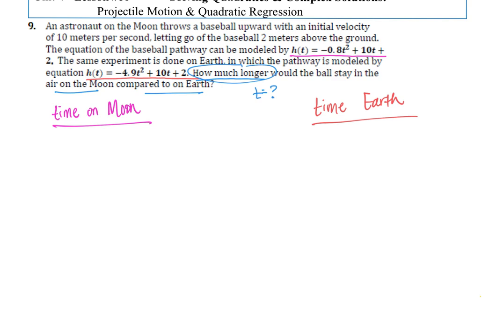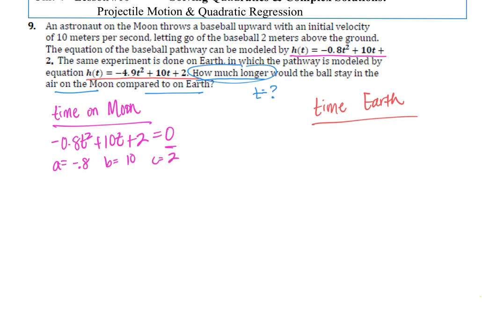The equation for the moon, we had negative 0.8t squared plus 10t plus 2. And again, we're going to set this equal to 0 because we want to know how long it takes the ball to hit the ground. If it's staying in the air, it's in the air until it hits the ground. Then hitting the ground would be a height of 0, which is why we're setting it equal to 0. Our A value is negative 0.8, our B value is 10, and our C value is 2.